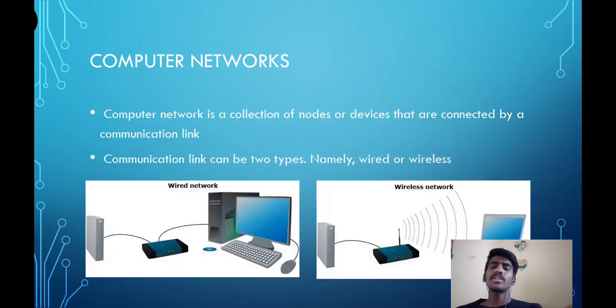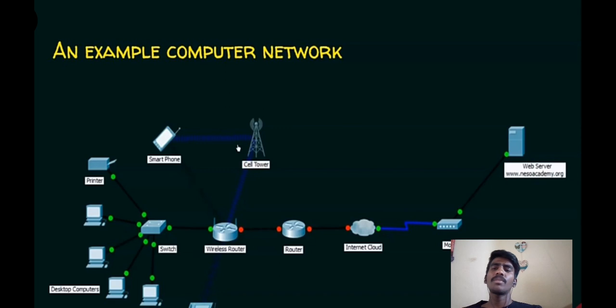So firstly, what's the definition of computer networks? We are all aware computer network is a collection of nodes that are connected by a communication link, whether that communication link can be wireless or wired. So you can find images down to that. The left hand side one is wired network, whereas right hand side one is wireless. So here is the perfect example for computer network. You could find hubs and switches and devices over there.